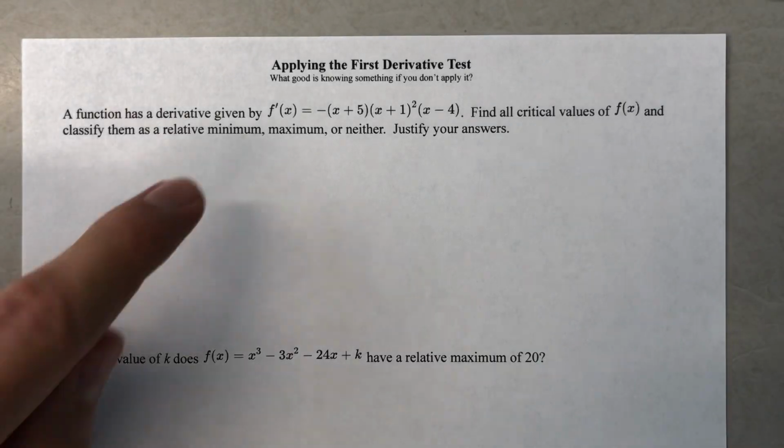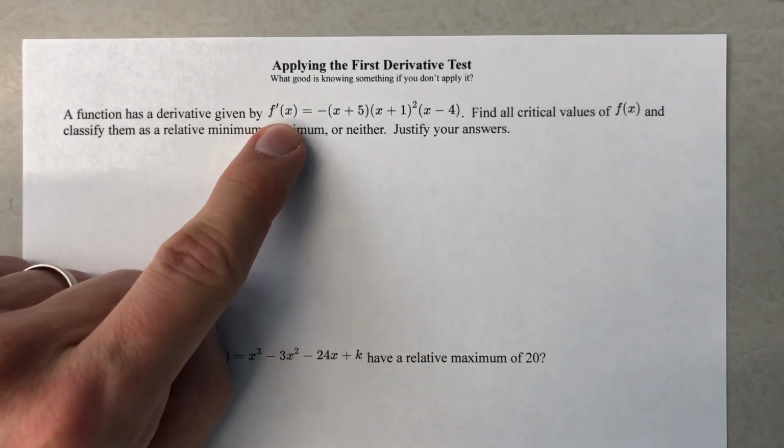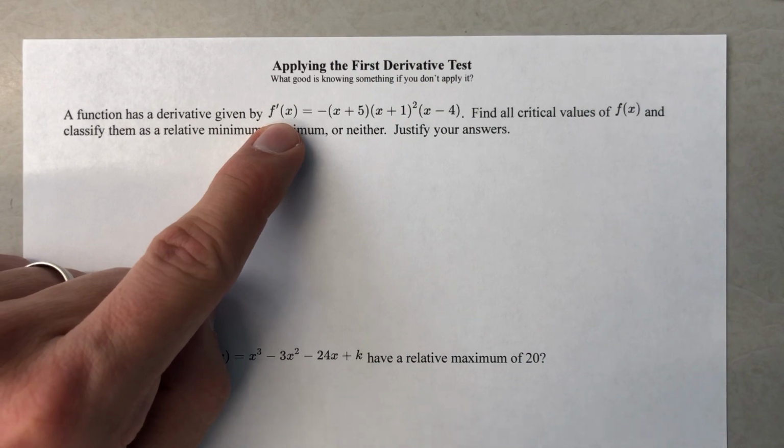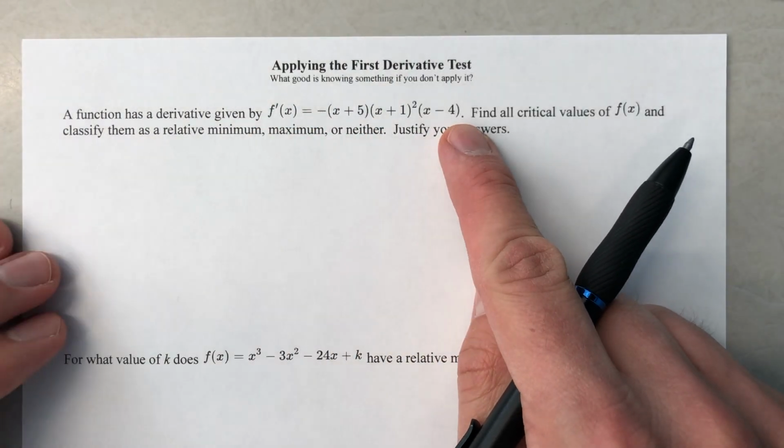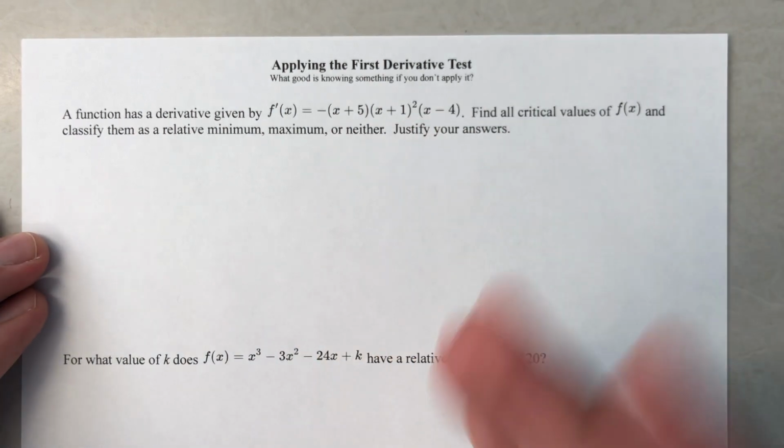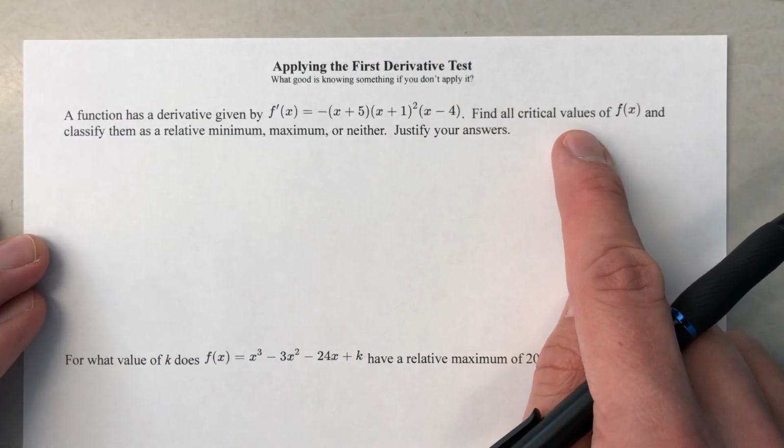Okay, a function has a derivative given by this. Let's read it very carefully because they actually did not give us the function. They gave us the derivative. So sometimes we get in a habit of taking a derivative and we already have it. So find all critical values.